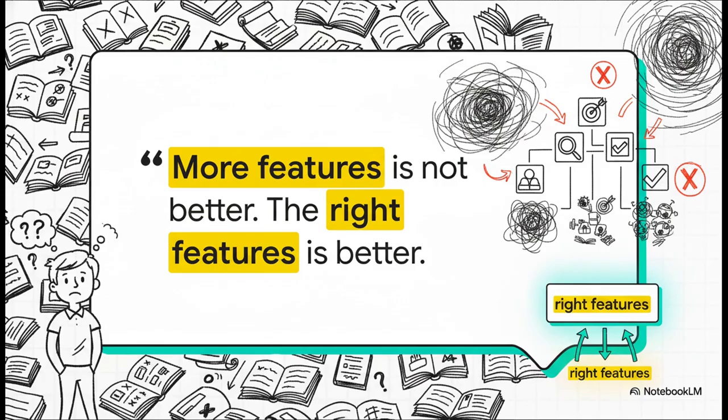When you're first learning data science, it is so incredibly tempting to think that just adding more features will automatically make a model smarter. It kind of feels like giving a student more books to read so they'll get better test scores, right? But as you'll see today, feeding a model useless, redundant, or just noisy information doesn't make it smarter. It actively confuses it.